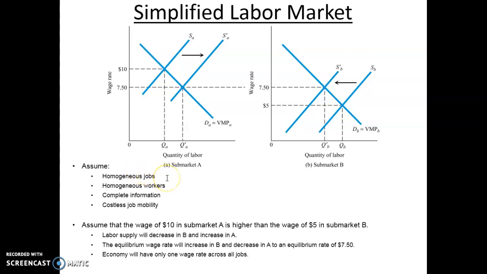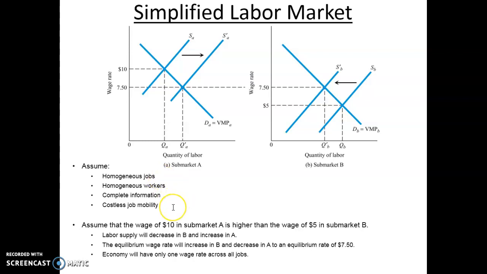job market. First assumption is that all jobs are identical, they're homogeneous. The second assumption is that all workers are identical, they're homogeneous. Third assumption is that there's complete information. So workers know everything about the jobs that are available, including the wages they can get, and the employers know everything about the workers, including the wages that the workers will take. And finally, the fourth assumption is that job mobility is costless. There's no cost associated with moving from one location to another, and there's no cost in changing jobs.